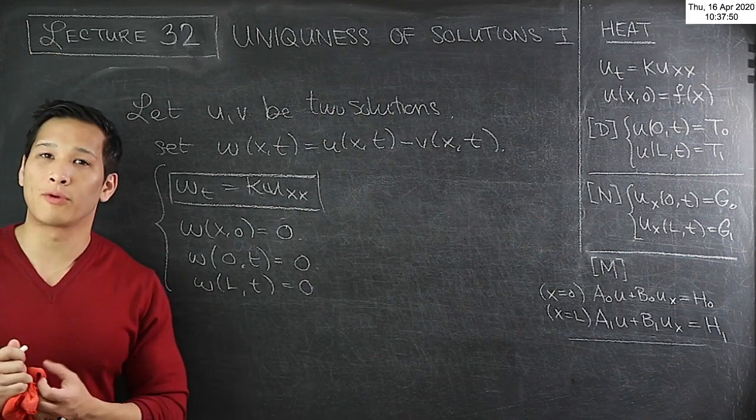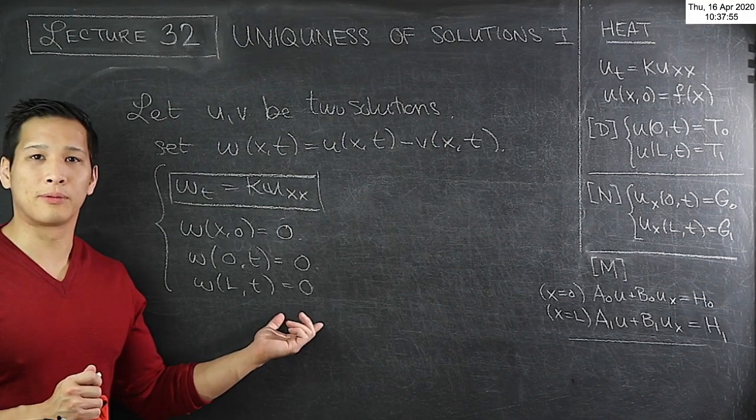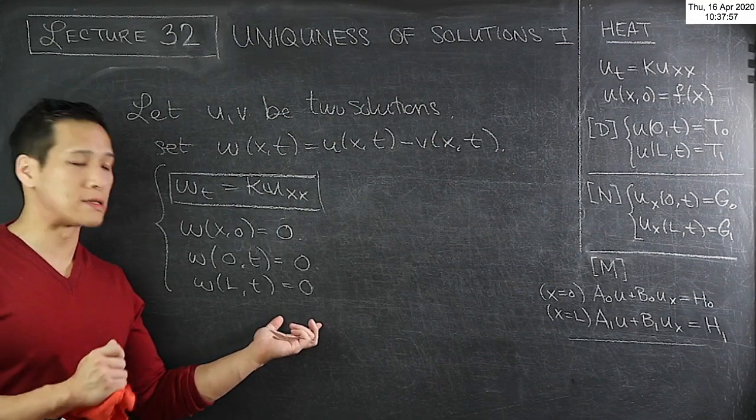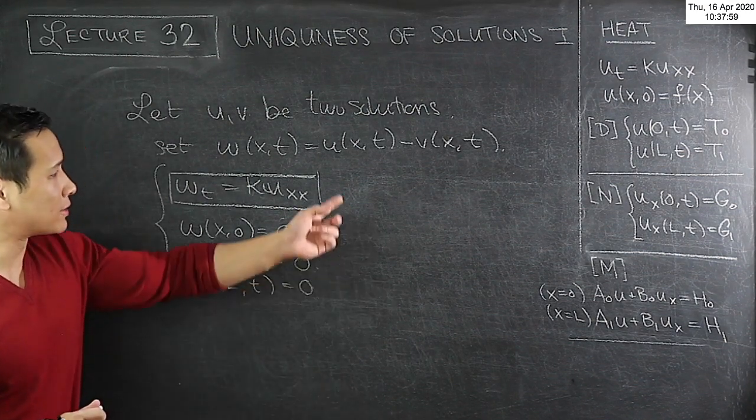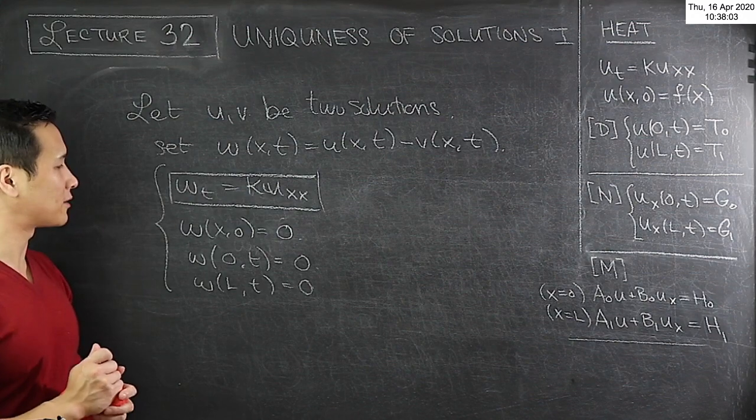That's essentially what we want to prove, that the only solution to this problem is the trivial solution, w equal to 0. If we can do that, if w is equal to 0, that would tell you that u is equal to v, and you have uniqueness. Okay, that's the basic idea.